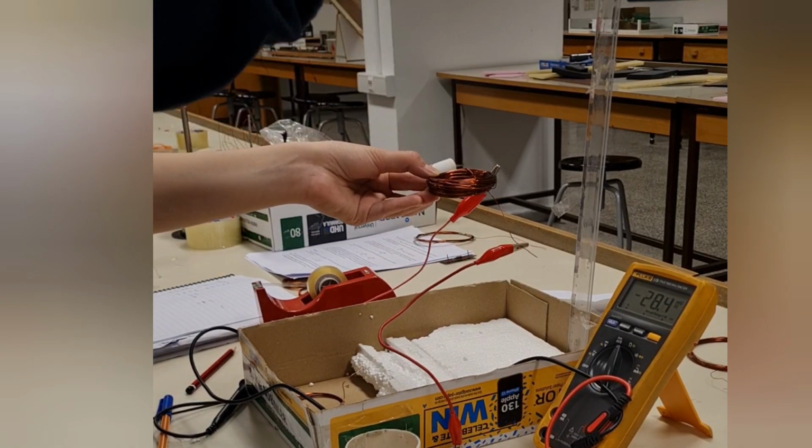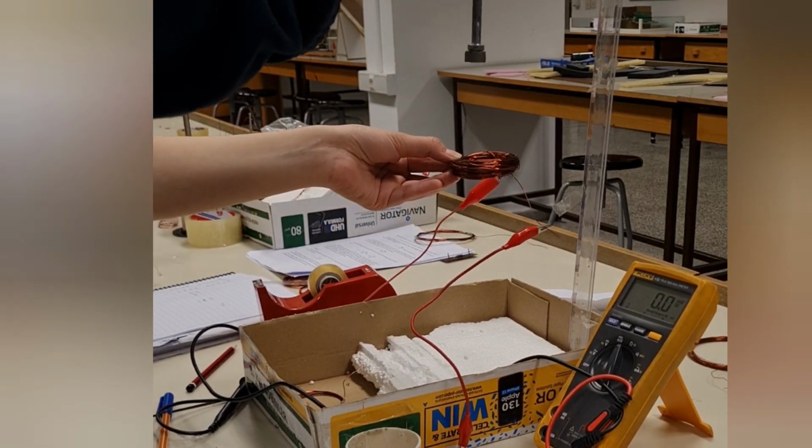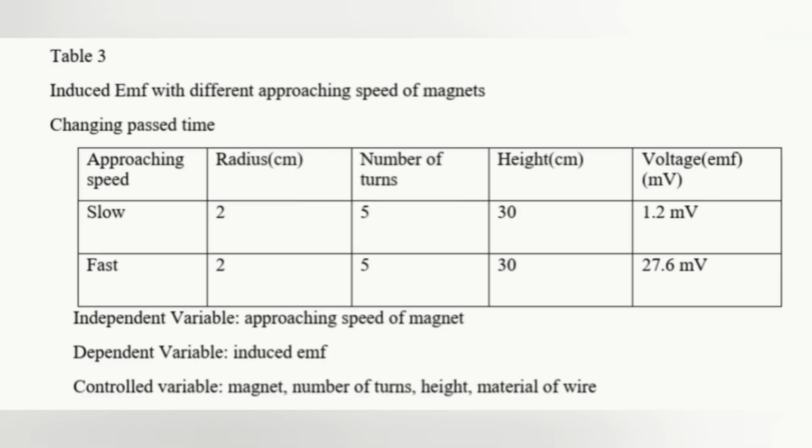In the last part of the experiment, to change the time passed, the magnet is moved with different speeds. By moving the magnet fast inside the coil, induced EMF increases as expected. And the obtained data are shown here.